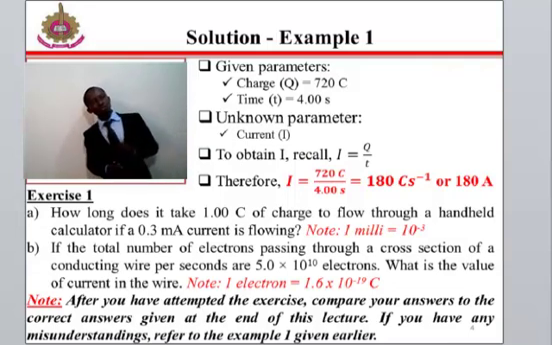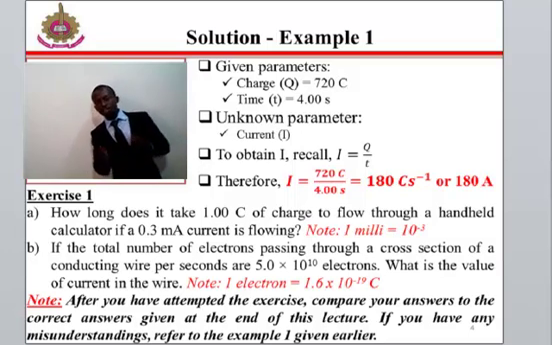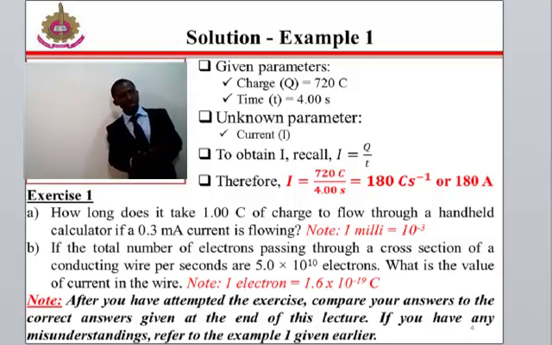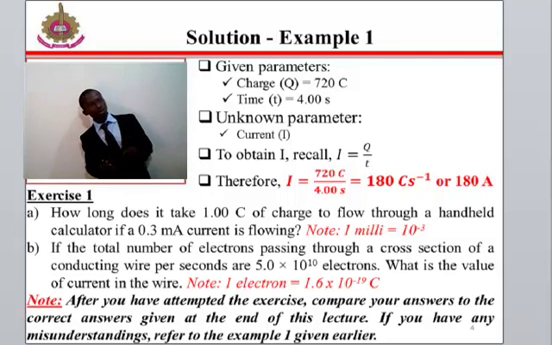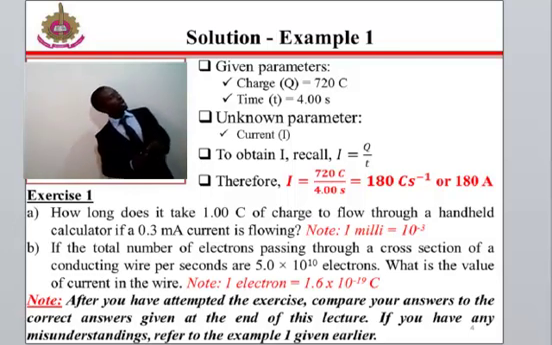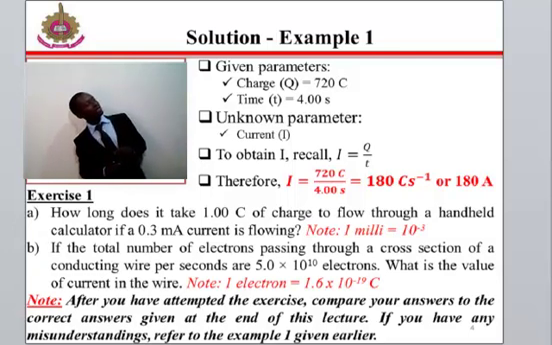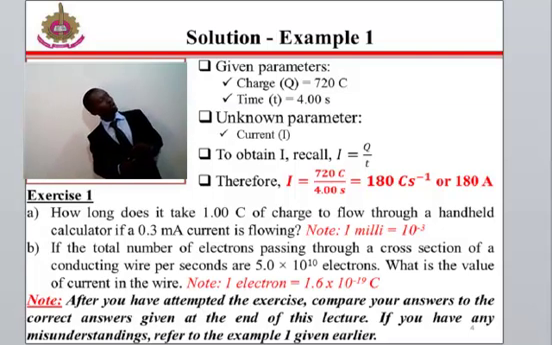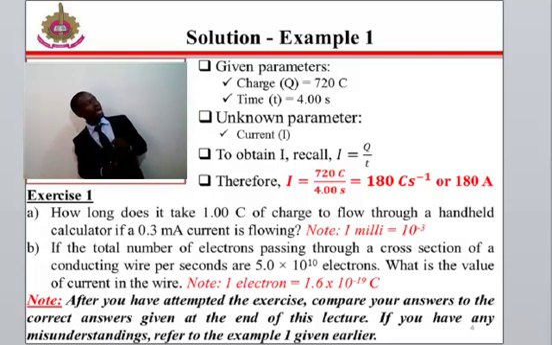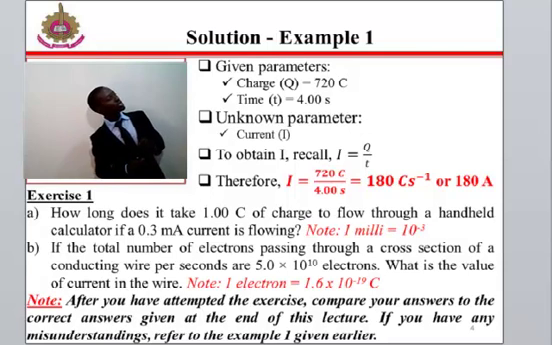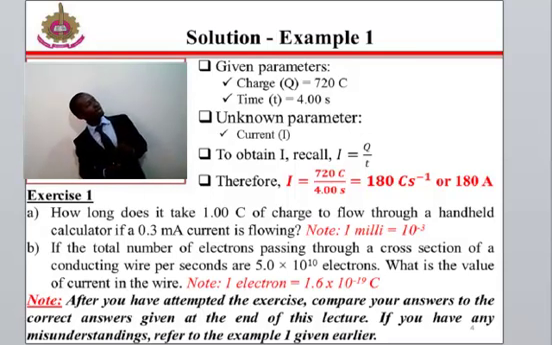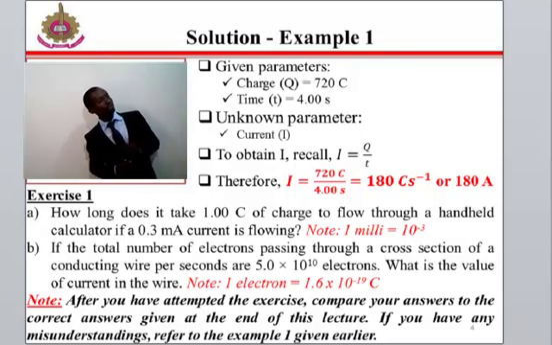Now, it is time for you to test your understanding of the concept of electric current. Now, answer the question. Exercise 1. How long does it take 1.00 coulomb of charge to flow through a hand-held calculator if a 0.3 milliampere current is flowing? Note, 1 milli is equal to 10 raised to the power minus 3.